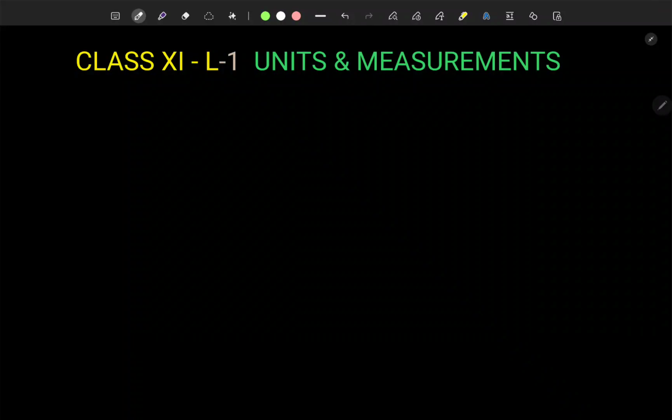Hello everyone, welcome to our lecture number 1, the first chapter of class 11, that is units and measurements. So first, we have to discuss physical quantity.